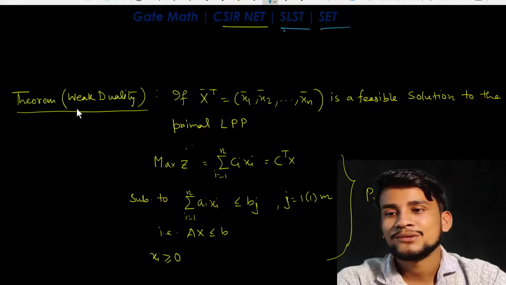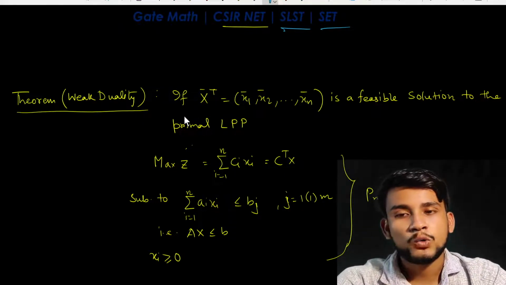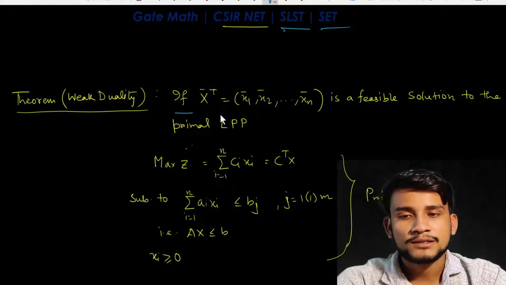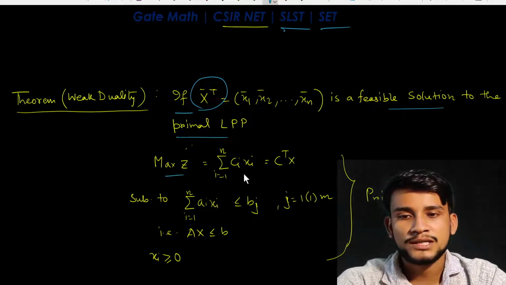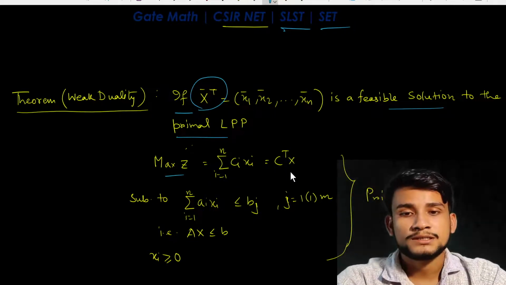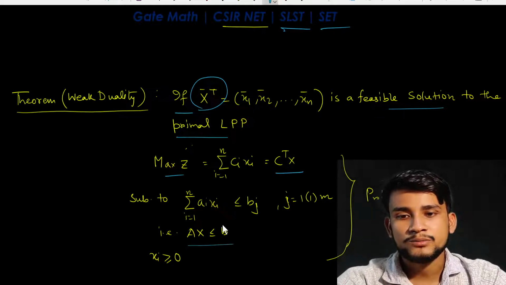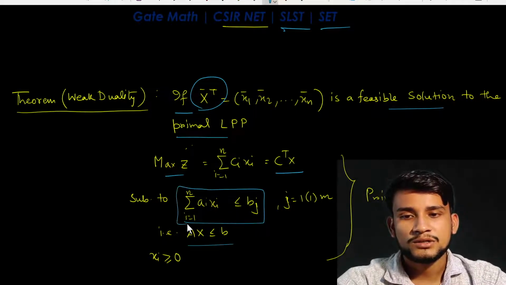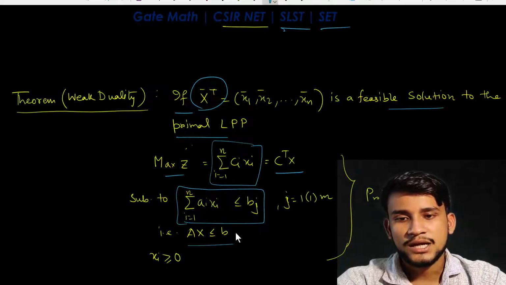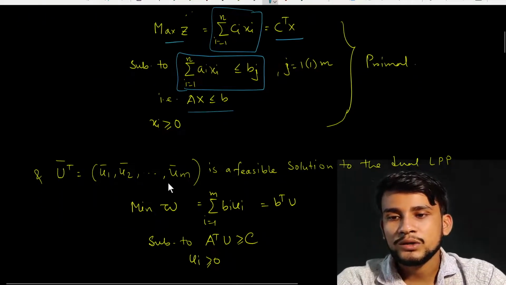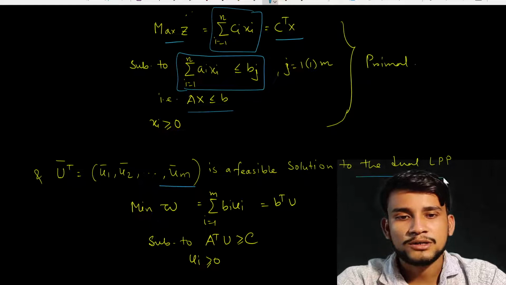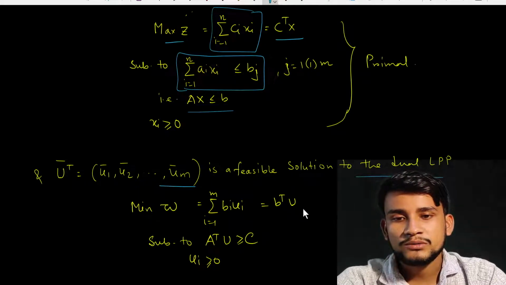So the first theorem we read is the weak duality theorem. If x bar transpose, this is a vector, x equal to x1, x2, ..., xn is a feasible solution to the primal LPP, that is, maximize z equal to C transpose x subject to Ax equal to b. These are the summation notations of C transpose x and Ax equal to b. This is the primal problem, and u equal to u1, u2, ..., um is a feasible solution of the dual LPP.